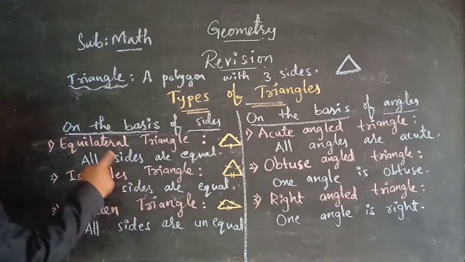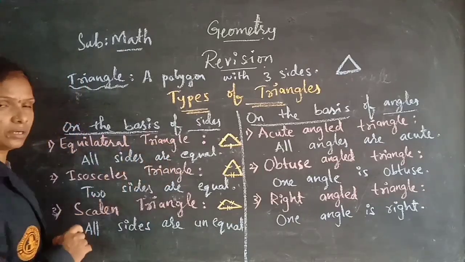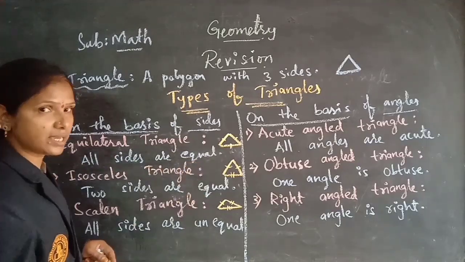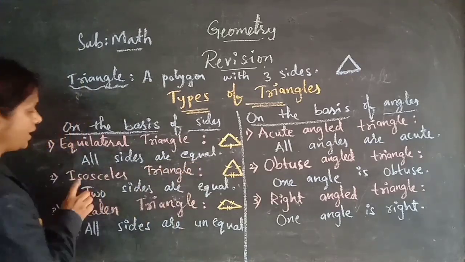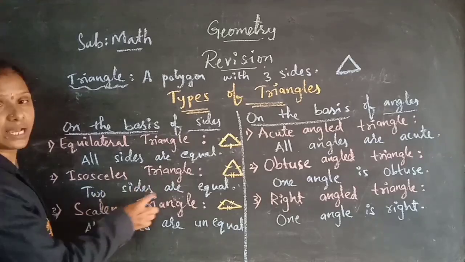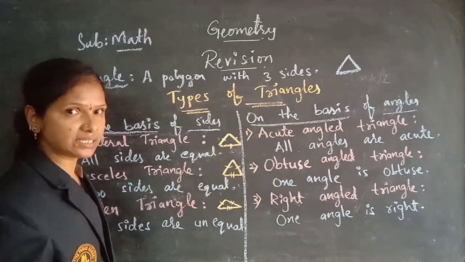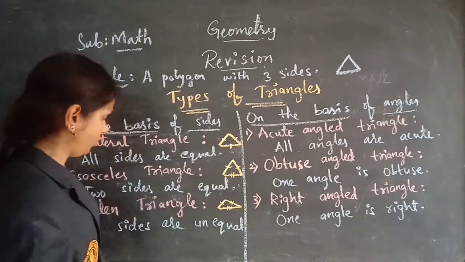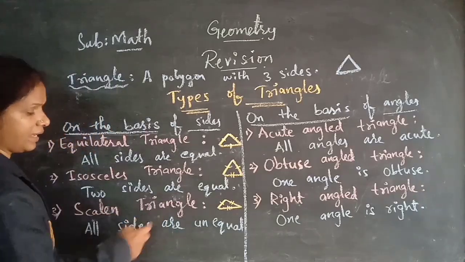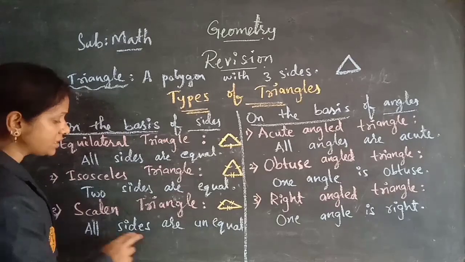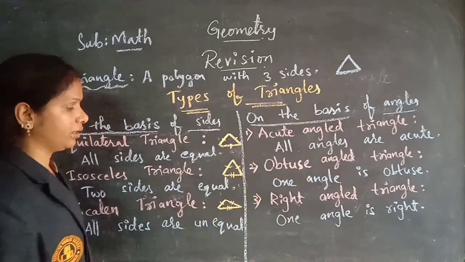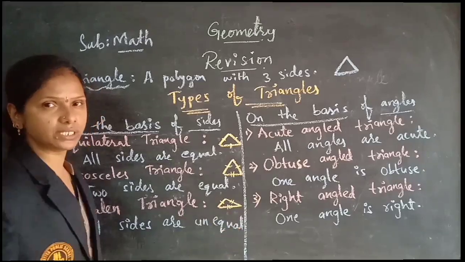Again I am repeating. Equilateral triangle: all sides are equal, meaning all three sides' lengths should be equal. And isosceles triangle: two sides are equal. Any two sides' line segment lengths should be equal and the third side is different. Now scalene triangle: all sides are unequal, meaning all three sides are different. You can see the figure.